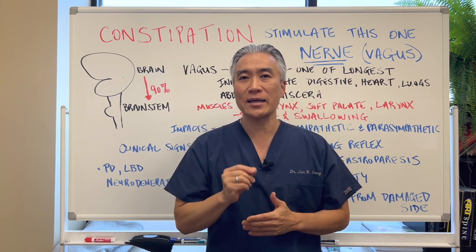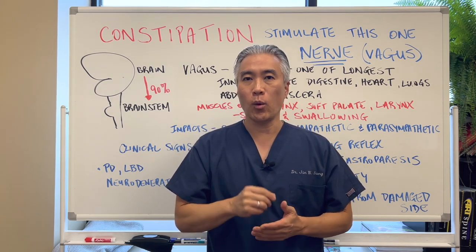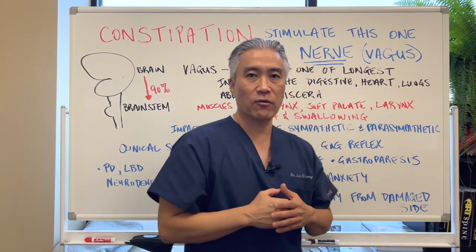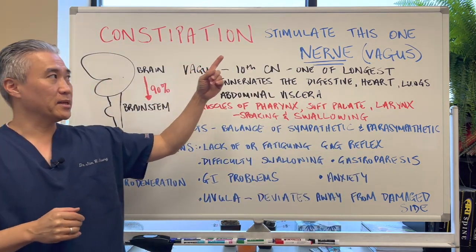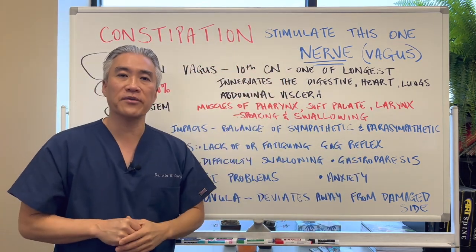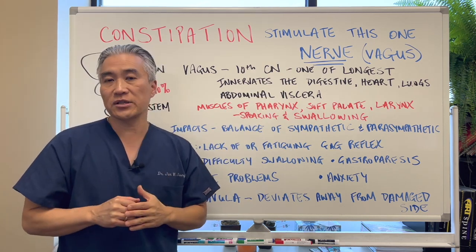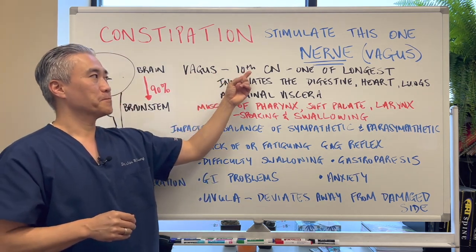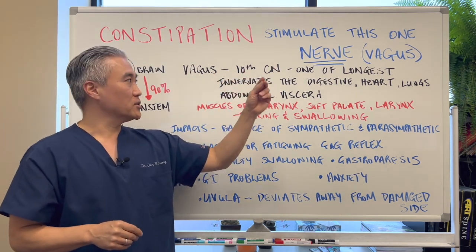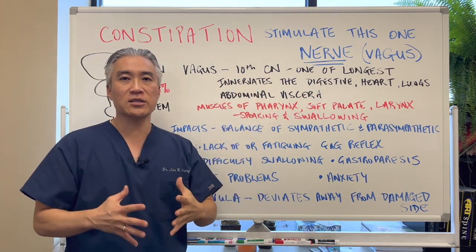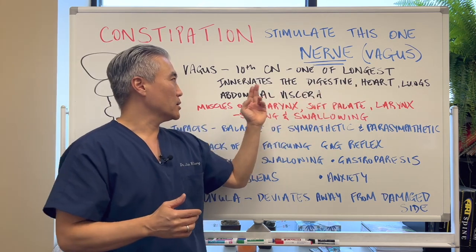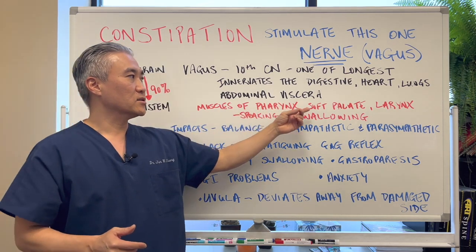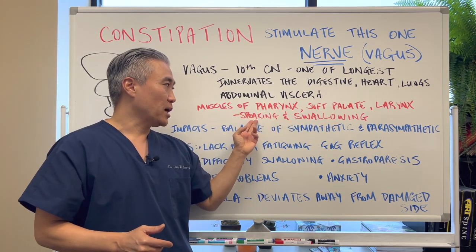Today we're going to talk about constipation and stimulating that one nerve that can eliminate constipation forever. So let's get right into it. Constipation, stimulating that one nerve, and that one nerve is called the vagus nerve. The vagus nerve is a cranial nerve, and there are 12 of them, and the vagus is number 10. The 10th cranial nerve is one of the longest and innervates the entire digestive tract, the heart, the lungs, all the abdominal viscera, and the muscles of the pharynx, soft palate, and larynx, which is responsible for what?